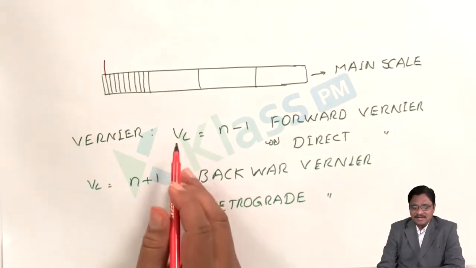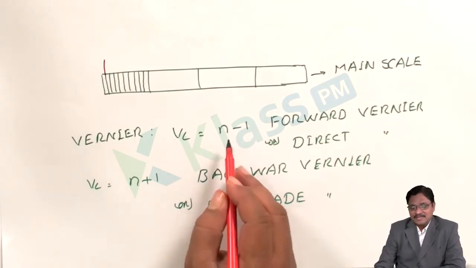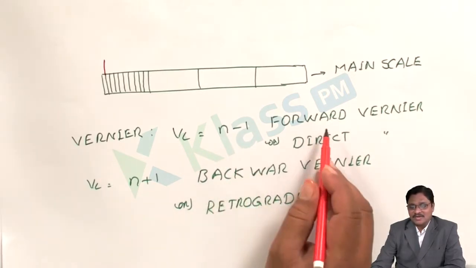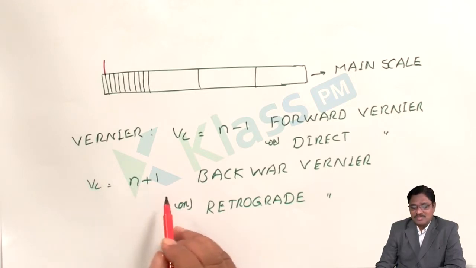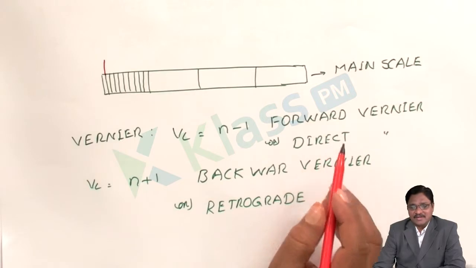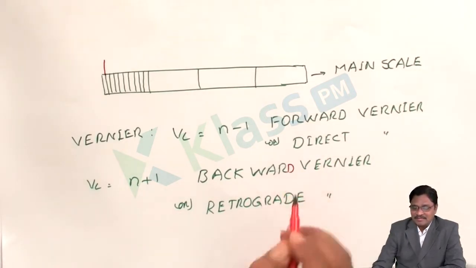The Vernier depends on the number of divisions we consider. If we consider n divisions minus 1, it is known as the forward Vernier. If you consider 1 division more, it comes under the backward Vernier. Another name for the forward Vernier is the direct Vernier. Another name for the backward Vernier is the retrograde Vernier.